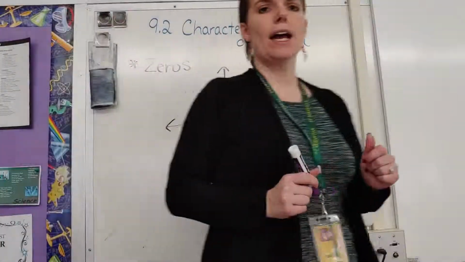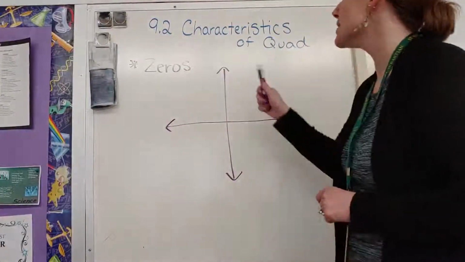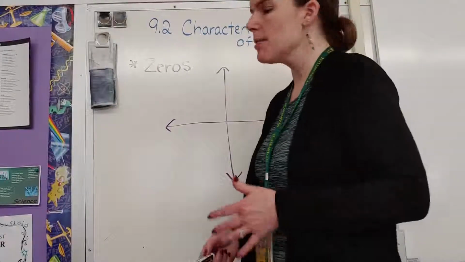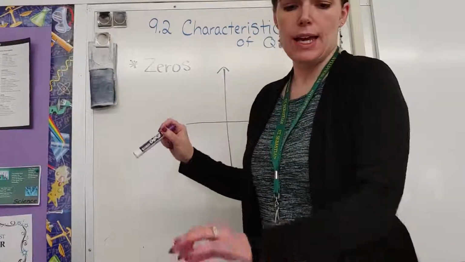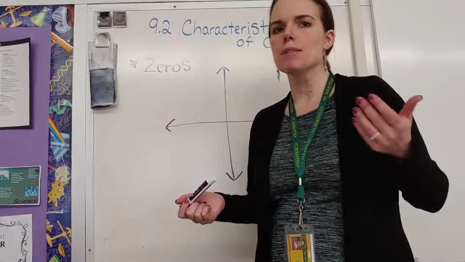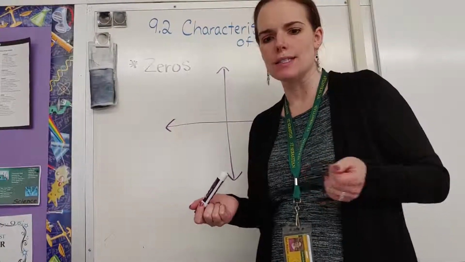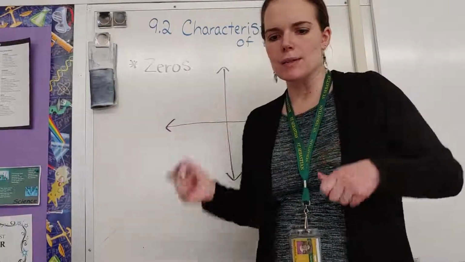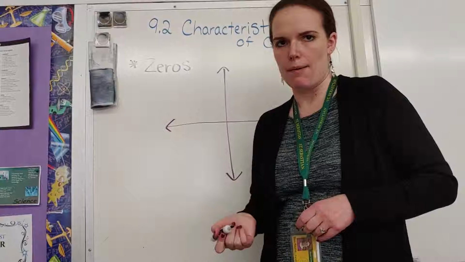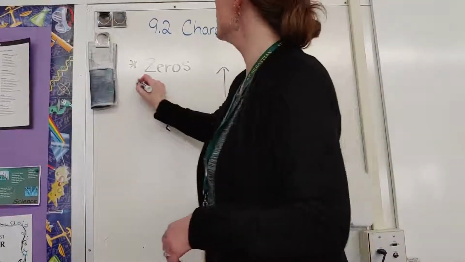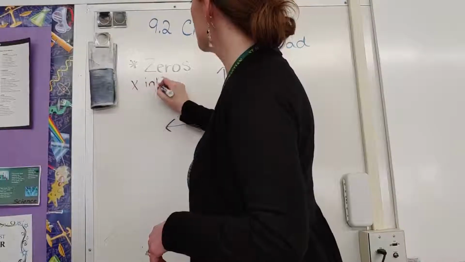Okay, section 9.2 is called characteristics of quadratics. The first characteristic they talk about is zeros, and zeros are actually pretty simple because zeros are the same thing you've always known a zero to be. It's basically an x-intercept. So when we're talking about zeros, you can think of that as x-intercepts.